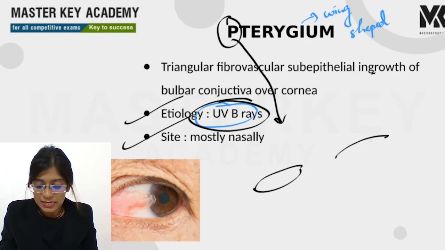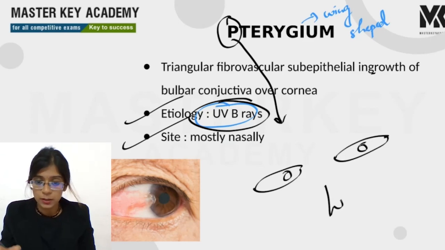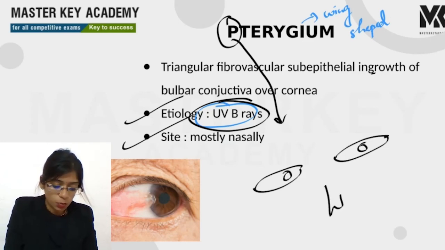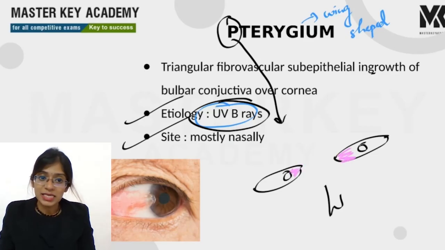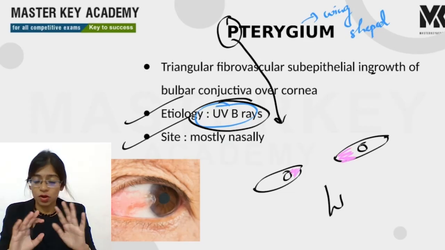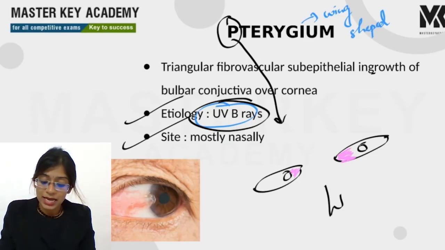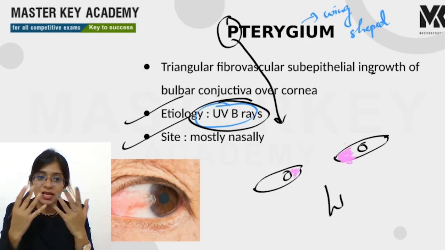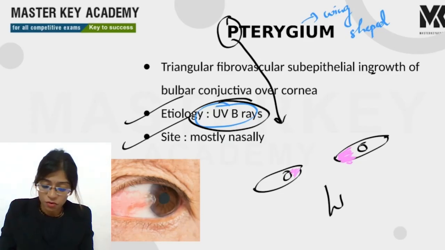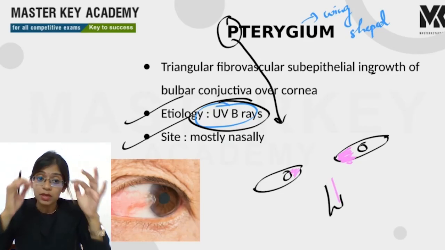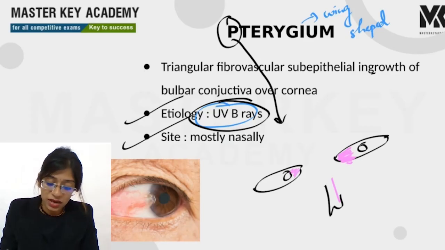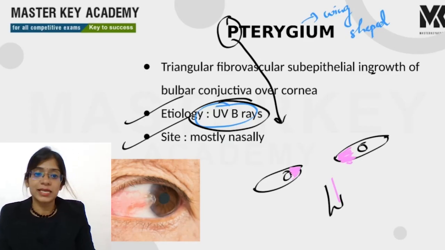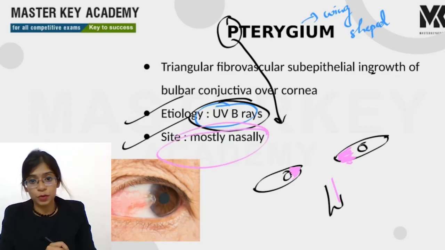Let me draw eyes here. Okay, let me draw nose here. And this part, guys, is called bulbar conjunctiva. This part is called the nasal part of the conjunctiva. The part near the nose is what we call the nasal conjunctiva, nasal part. So here is where pterygium is mostly seen. That is also a PYQ.